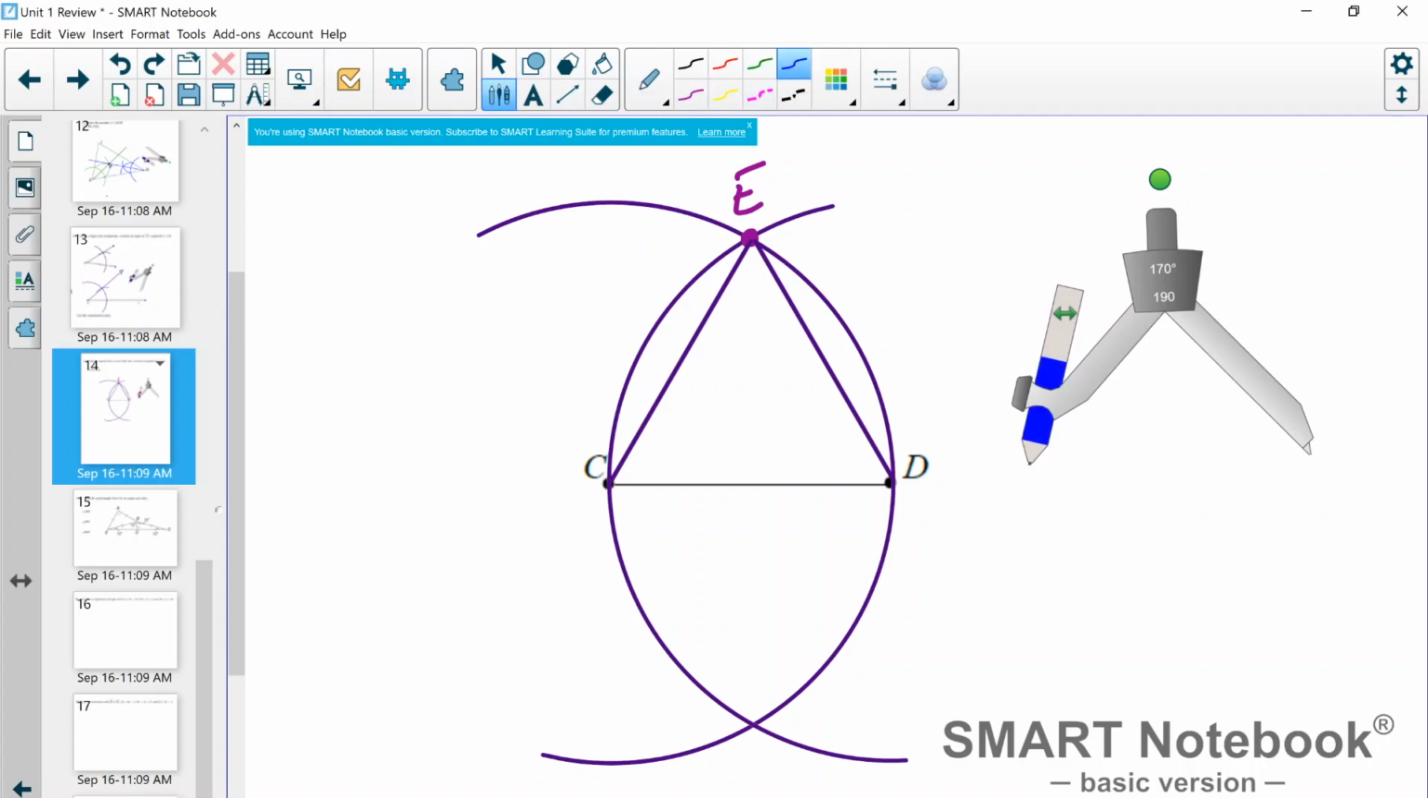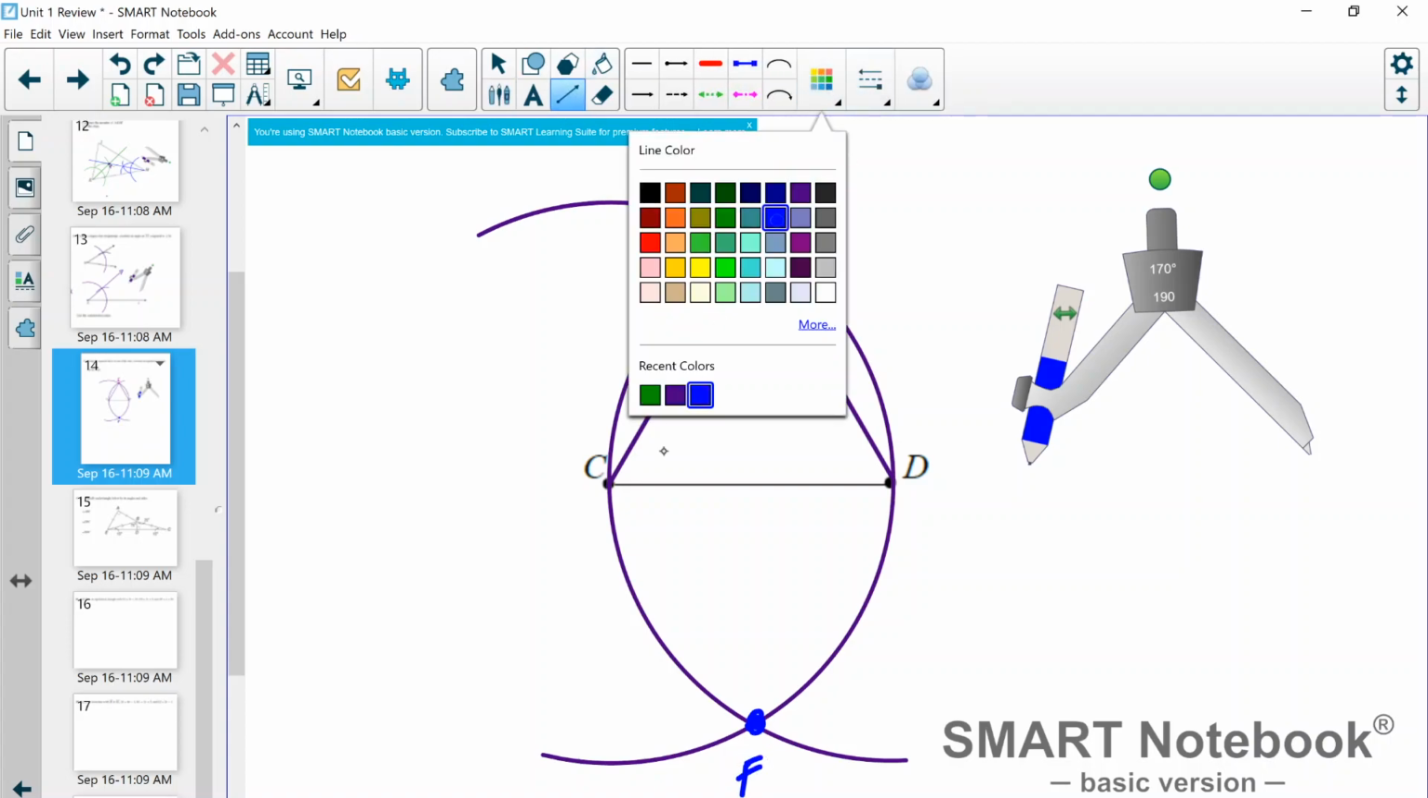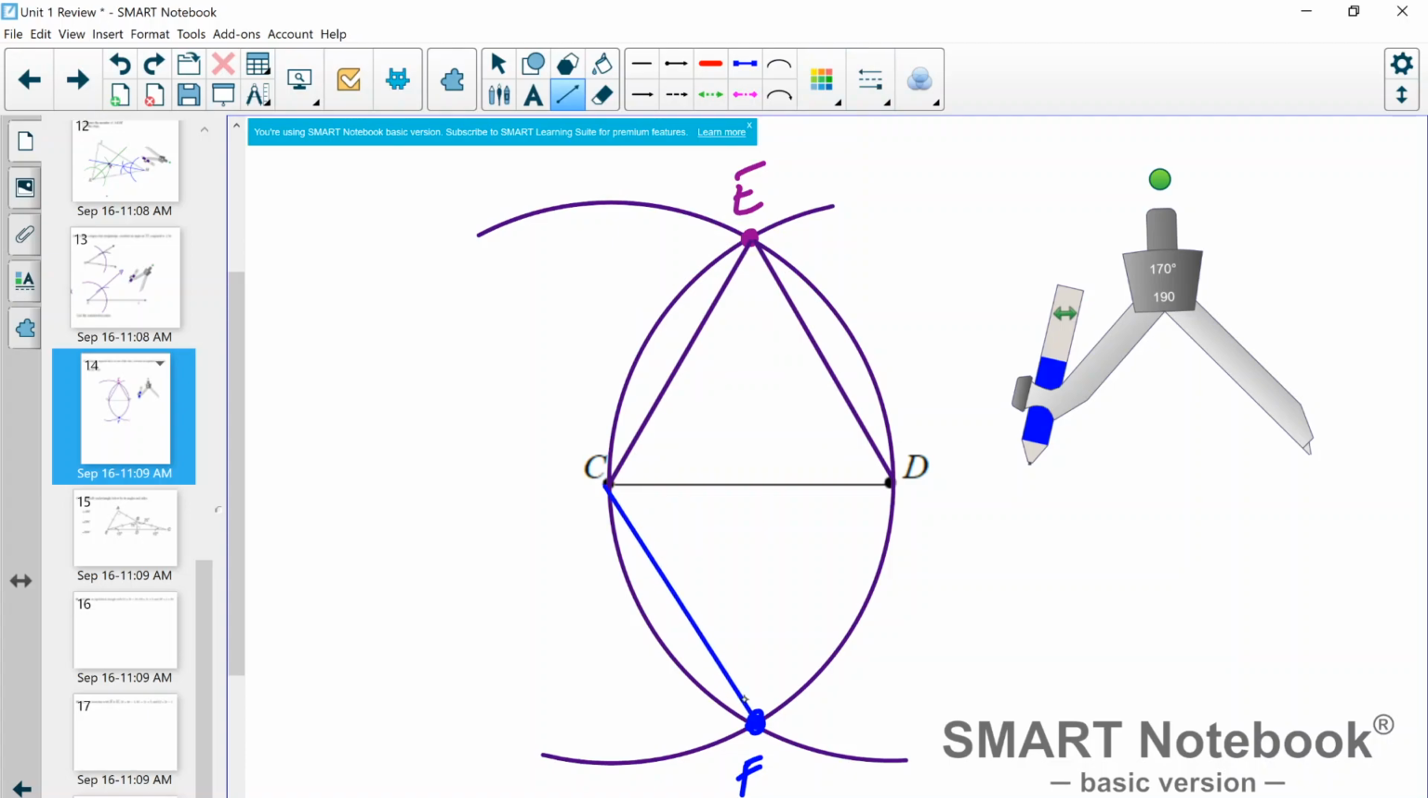If I wanted to use the one on the bottom, I would have put a point down here. We can say this is point F, but I would have done the same thing. I would have drawn a line from C to F and F to D, and there's another equilateral triangle. So either way, you have two equilateral triangles in this particular case.